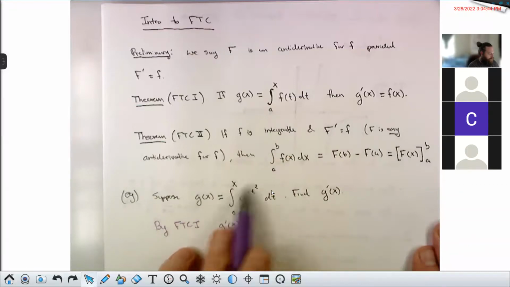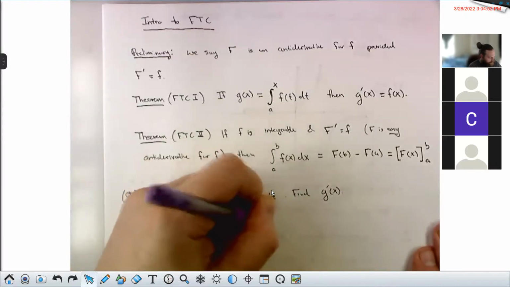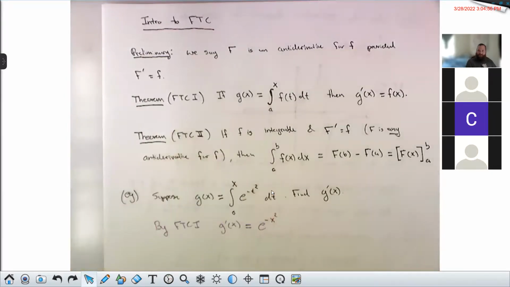So little f of t is here. It's e to the negative t squared. All you do is plug this thing in there. Integral goes away. That's it. That's the whole problem. There will be one of these on the test. Don't miss it. It's not hard.